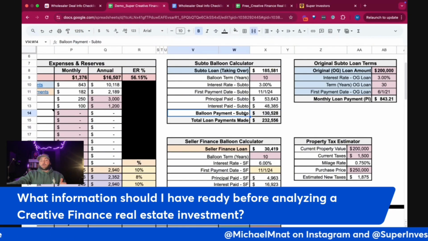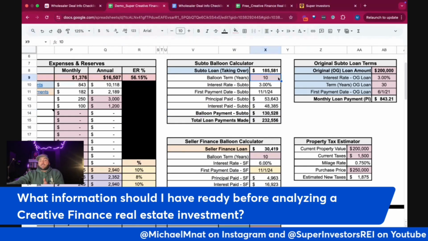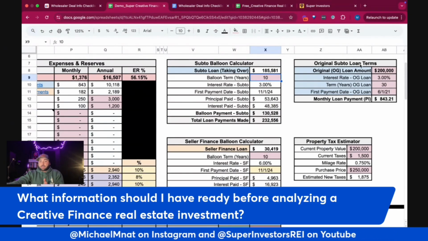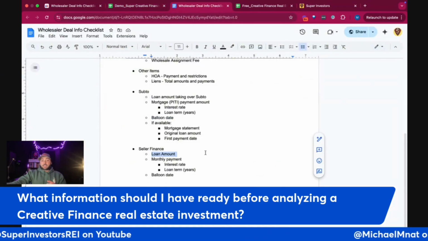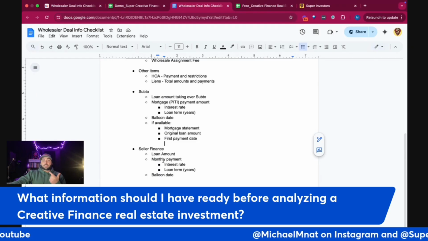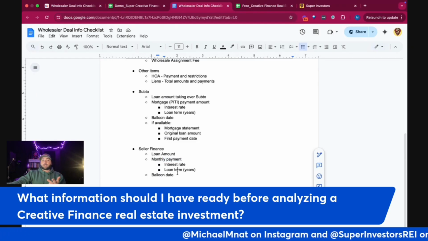You need to be able to know, if it's 10 years, what amount are you going to pay off? All you need to do in that scenario is recreate the loan and add the balloon to get that done automatically for you. But you need to know if there is a balloon. Seller finance: what is the loan amount, for it to determine the monthly payments? What's the interest rate and the loan terms? And if there's a balloon, what is it? Very straightforward because it's recreating a loan.